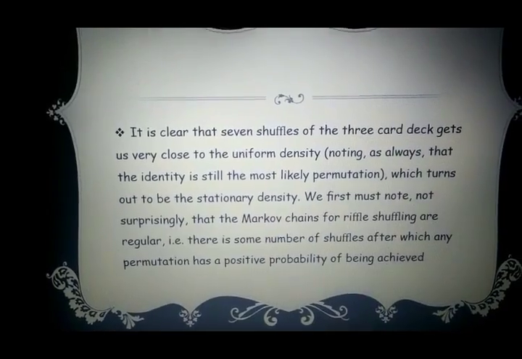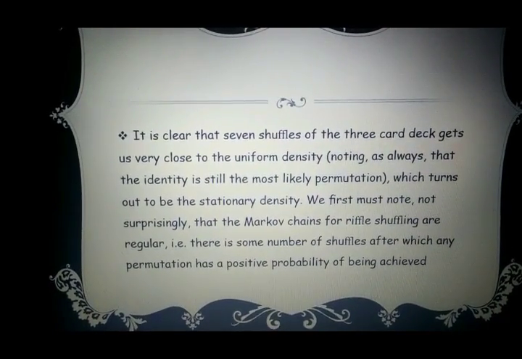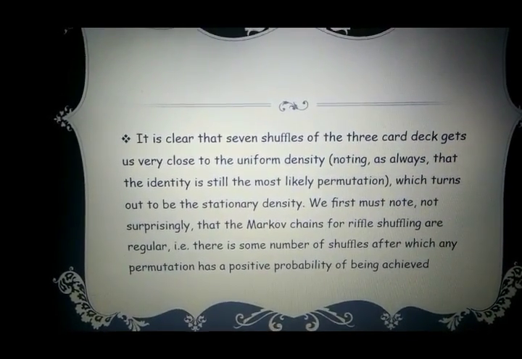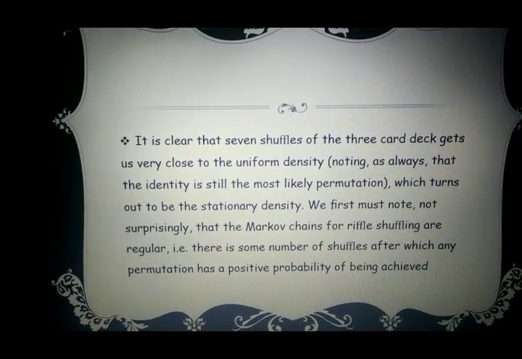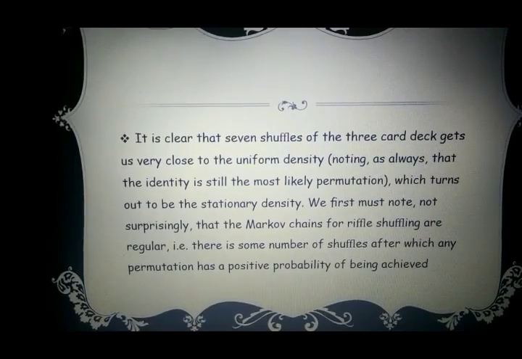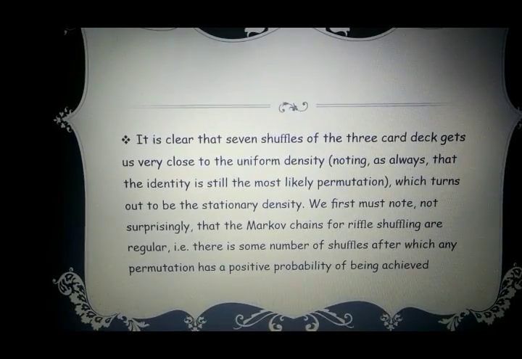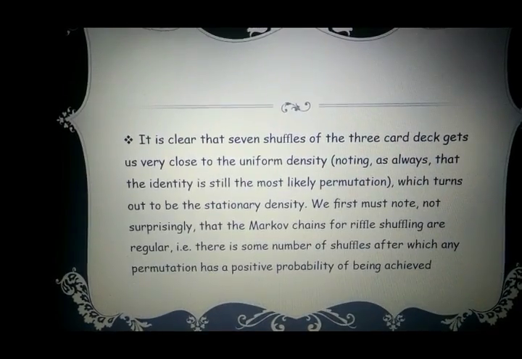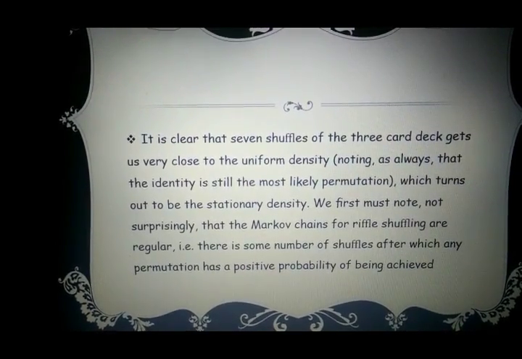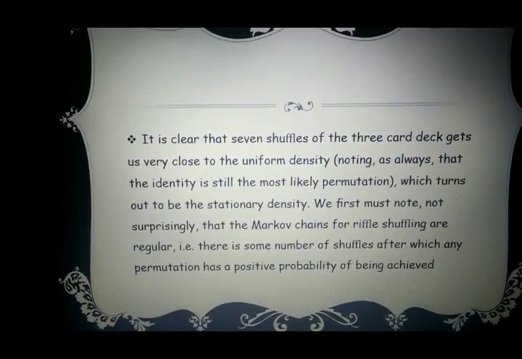In order to conclude, it is clear that 7 shuffles of the deck get very close to the uniform density, which turns out to be the stationary density. We must also note that for Markov chains of riffle shuffling, there is some number of shuffles after which any permutation has a positive probability of being achieved.